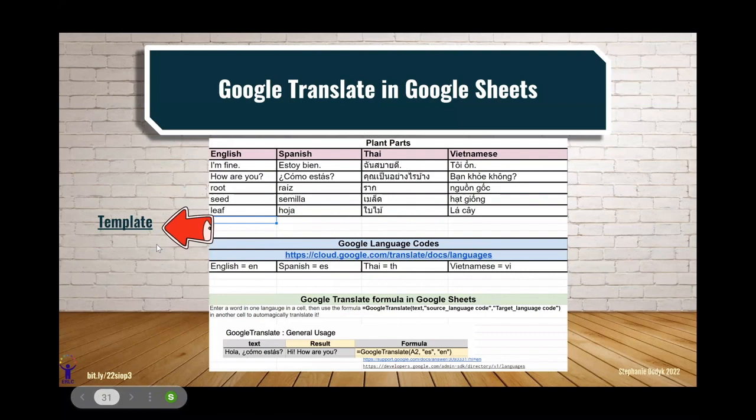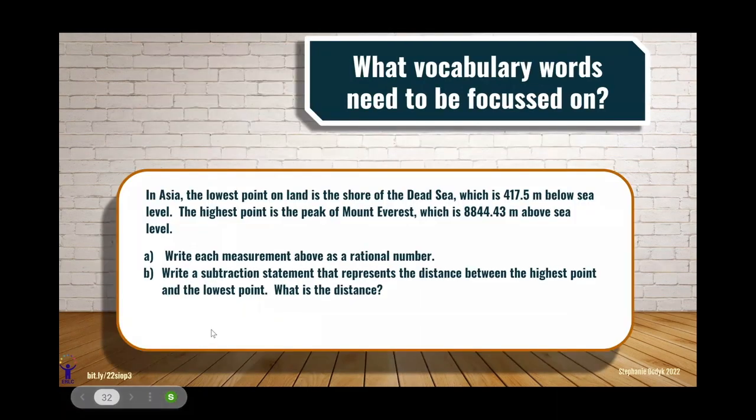And then if we think about translation devices, there's a way that you can use Google Translate and Google Sheets, and you can slowly build on that, different plant parts as in this one. And so there's the codes that you can use, and there's a template over there for you to use and play around with.